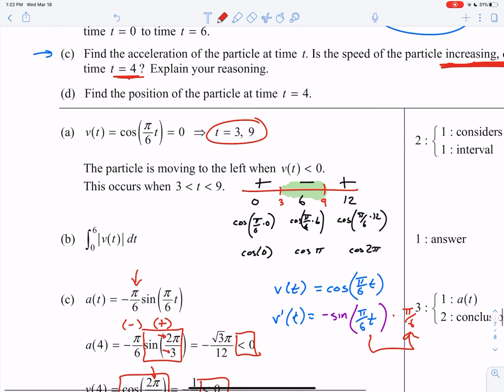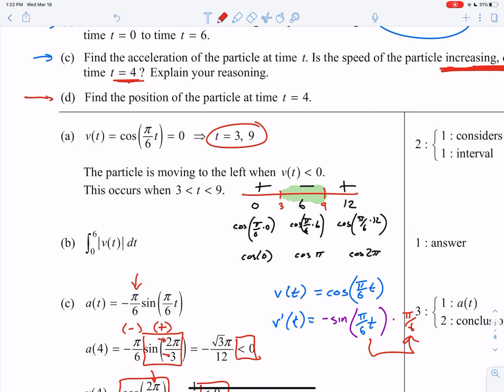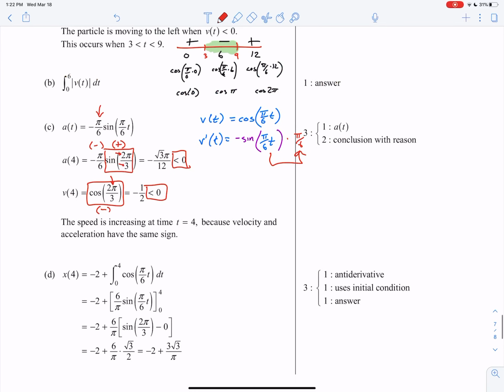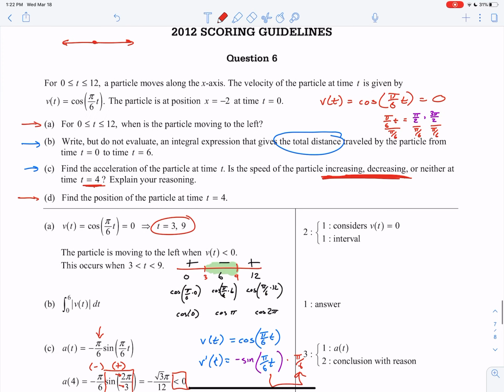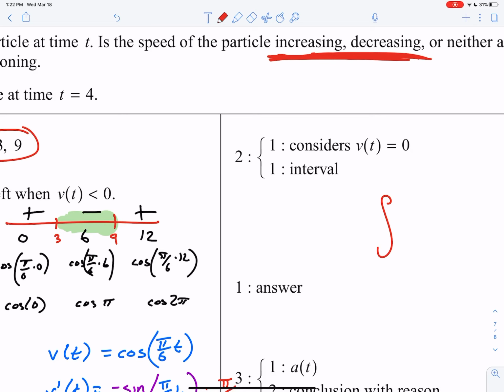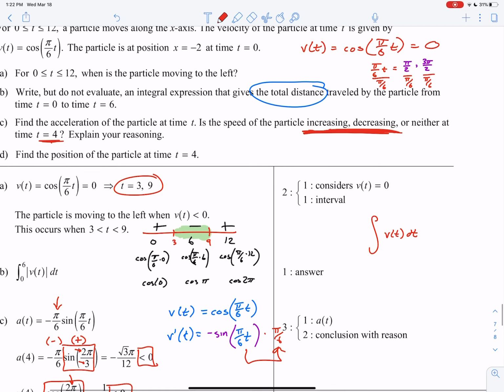There you go. Last one here, find the position. If you're given velocity and you're wanting position, you have to integrate somehow. So, let me start off here so we have a little bit of space. What you want to do is integrate v of t. So here's the thing. You want to integrate v of t, but from where to where, right? You want to have 4 as one of your bounds. Now, what's the other bound?